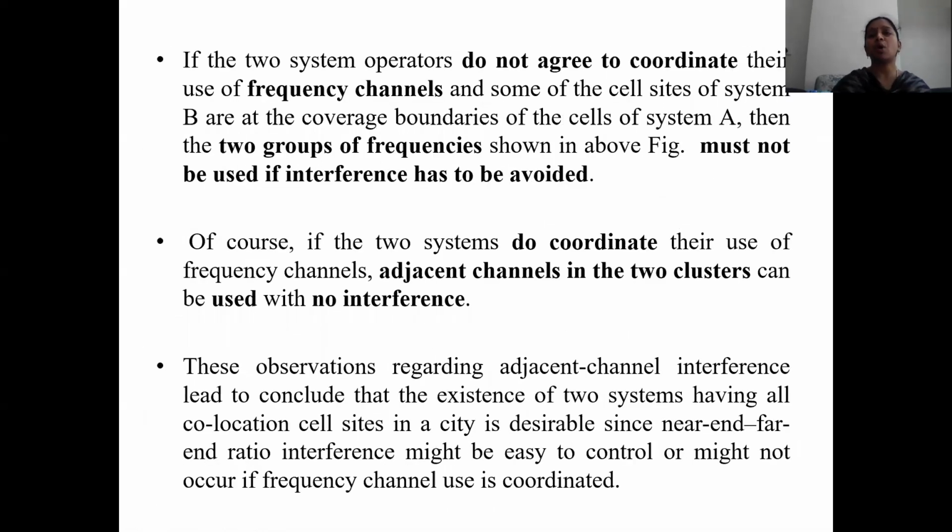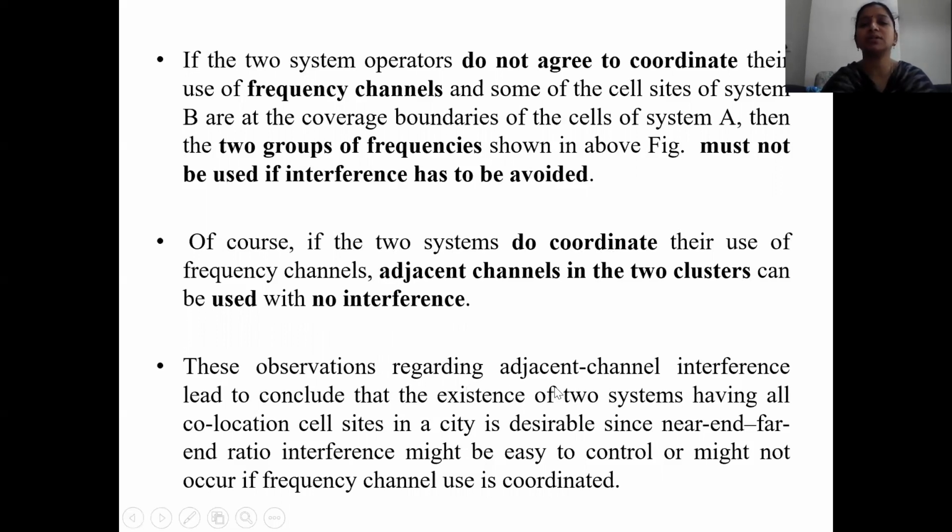If the two system operators do not agree to coordinate their use of frequency channels, and some of the cell sites of the system are at coverage boundaries of the cell system of system A, as I showed in the figure below, then the two groups of frequencies must not be used if interference has to be avoided. If the two systems coordinate their use of frequency channels, adjacent channels in the two clusters can be used with no interference. There should be coordination in the duopoly market system when they are using the two cell systems.